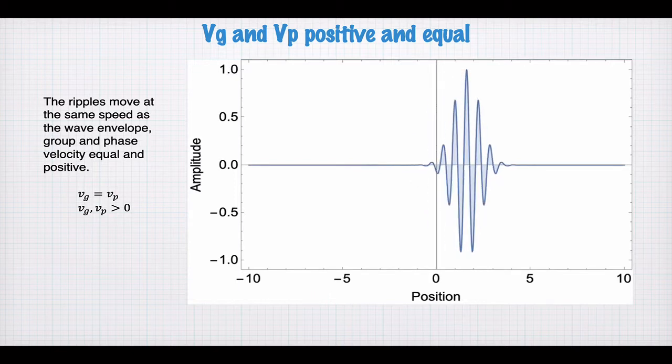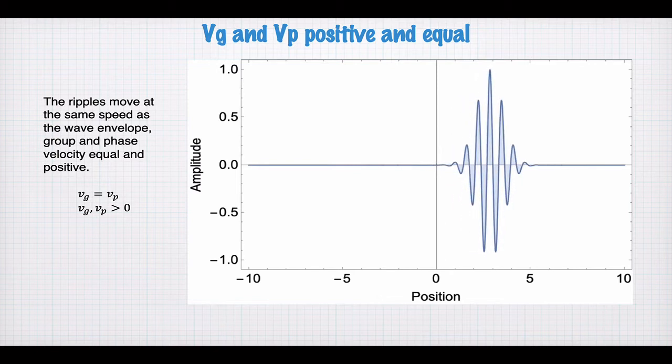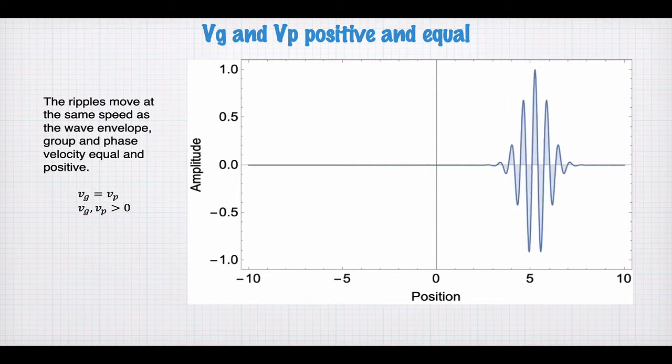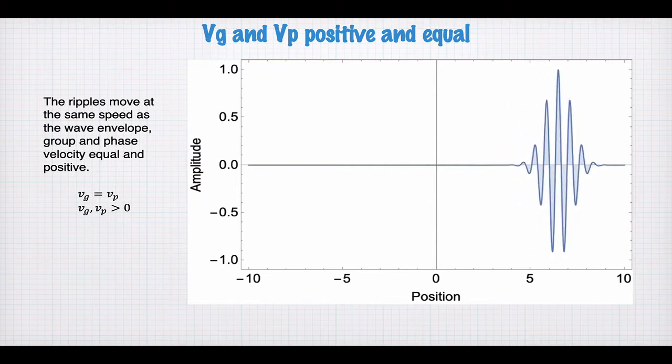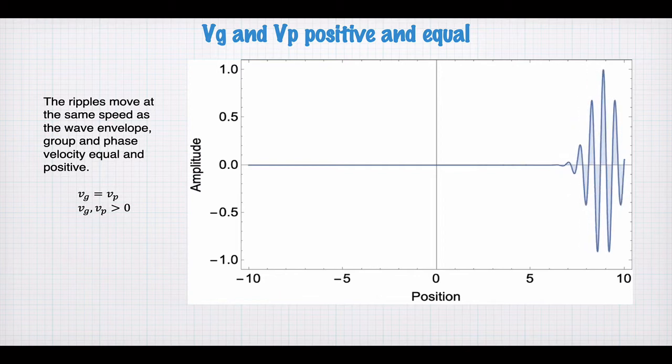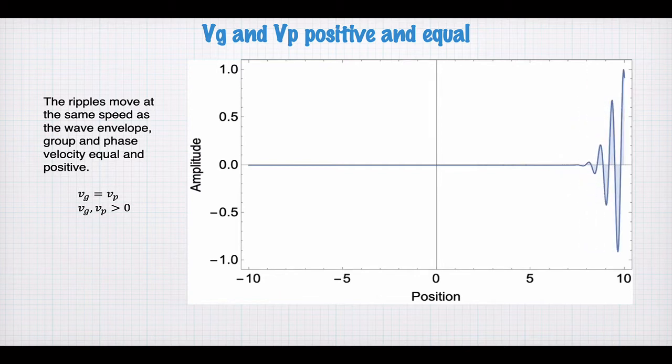So in this first example, the group and phase velocity are positive and equal. This is easily the most boring example because it's just some shape moving in the positive direction. The ripples are moving the same speed as the envelope around the ripples, and that's what you get. So this is the case of zero dispersion. There's just a linear relationship between omega and k.